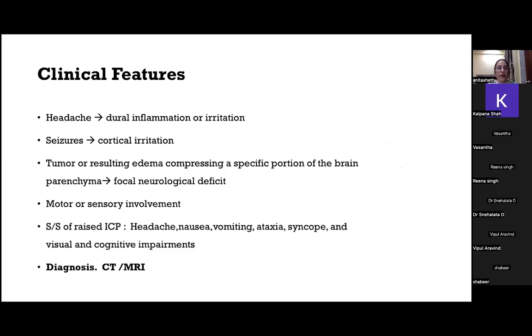Now, what are the clinical features in patients with supratentorial lesion? They may complain of headache. This is because of the dural inflammation or irritation. They can have history of seizures because of cortical irritation. Focal neurological deficit if the tumor or the resulting edema presses on a specific portion of the brain parenchyma. If they involve the precentral gyrus, that is the motor cortex, or the postcentral gyrus, which is the sensory cortex, there can be motor or sensory involvement. They may present with signs and symptoms of raised intracranial pressure like headache, nausea, vomiting, ataxia, syncope, and visual and cognitive impairment. The diagnosis is done with CT and MRI.